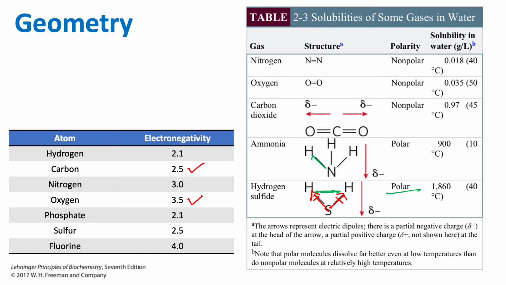Same with over here, we see a dipole moment here, and another dipole moment here. None of these cancel each other out because they are not equal and opposite. So ammonia is also polar.